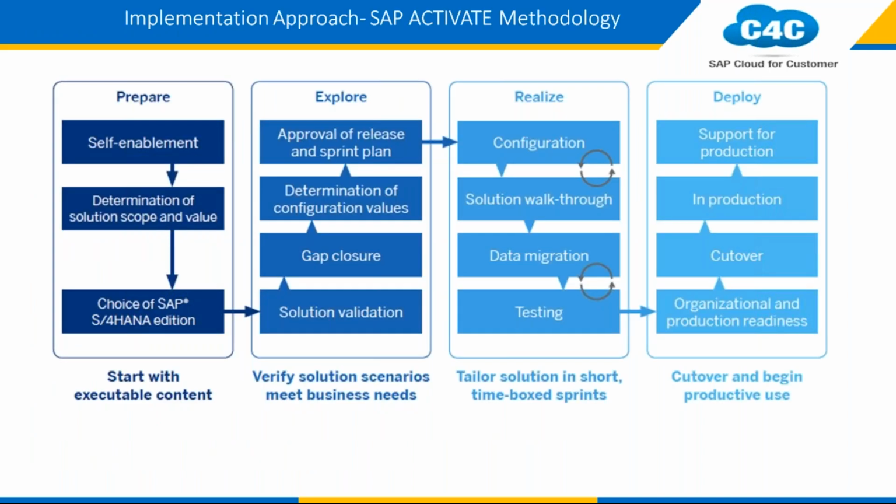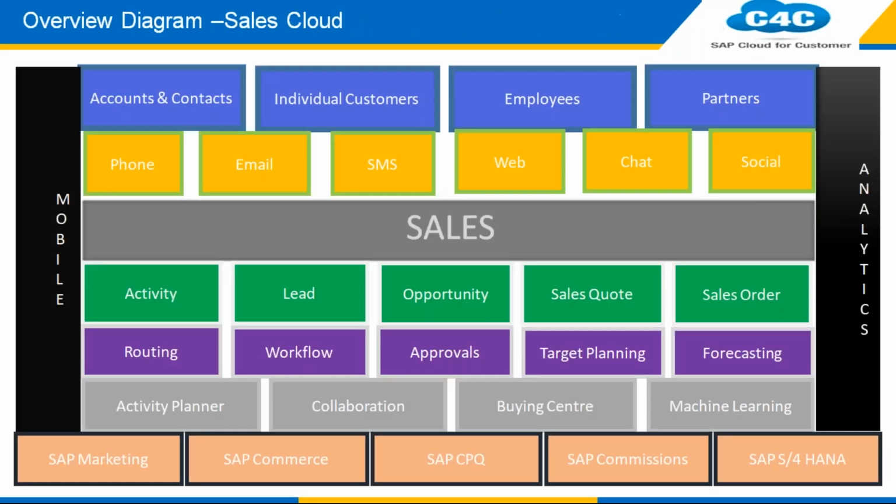Now, what is the implementation we do when we do the cloud application? You might have known about that implementation methodology, which we call the Activate methodology. Activate methodology is similar to an agile methodology, but not agile. Here we do a prepare phase, explore, realize, and deploy. These are the 4 phases into which your entire implementation is categorized. I will explain this in the regular class.